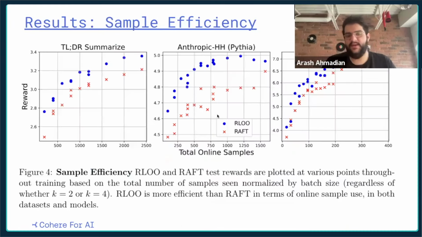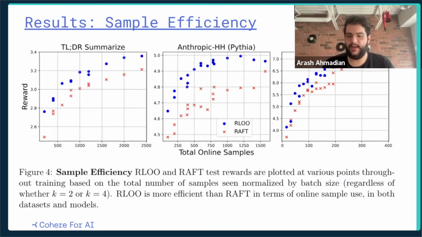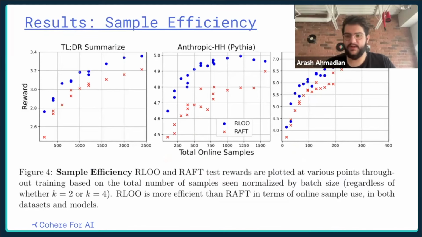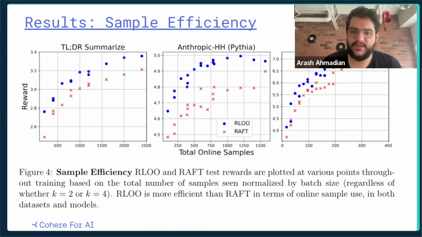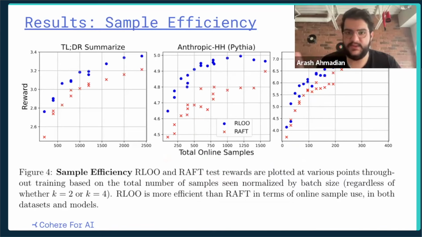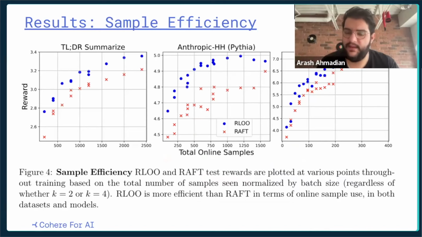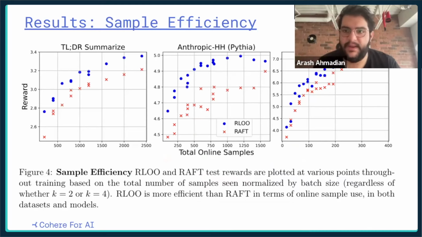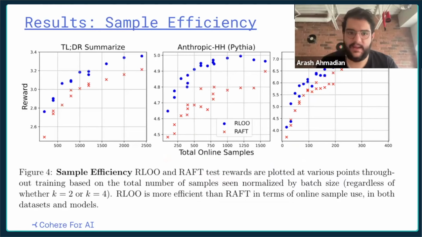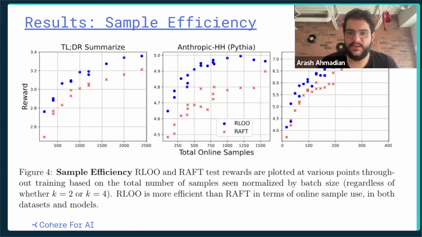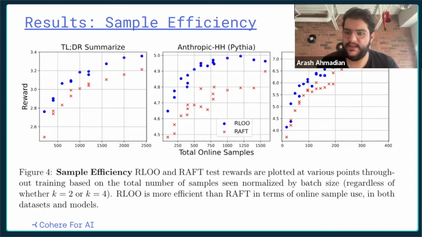This is another view of the previous plot, but here we don't care about the actual K value. We just look at how many total completions have been generated so far, normalized, of course, by batch. This abstracts away the K value for RLOO and RAFT. Again, you see the same pattern in that RLOO lies above RAFT in terms of reward optimization, given a fixed online sample budget.